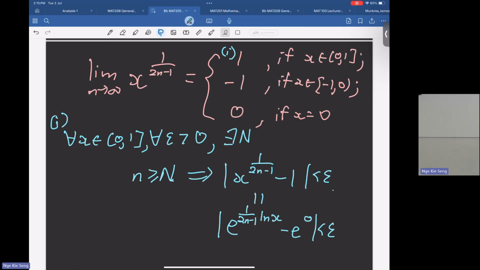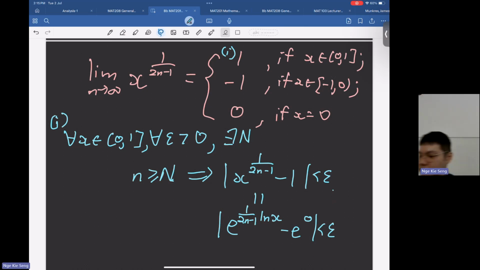Why do we need the delta? You see, if we want to make this less than epsilon, what is this actually asking? This one is actually asking for the continuity of this part here. Continuity of e at what point? At the 0 point. Does it make sense or not? Continuity of e can solve this problem. We know that e is continuous at 0.